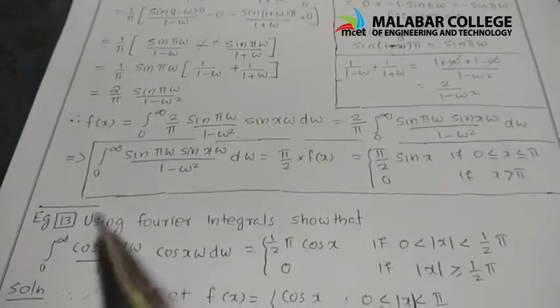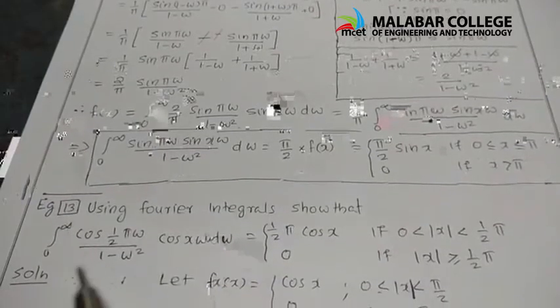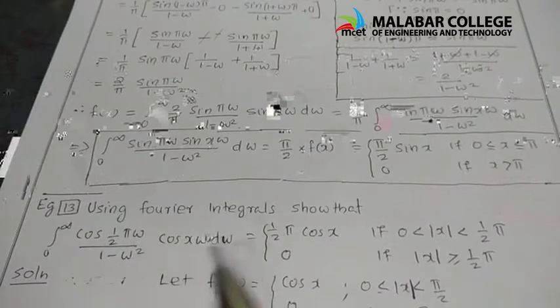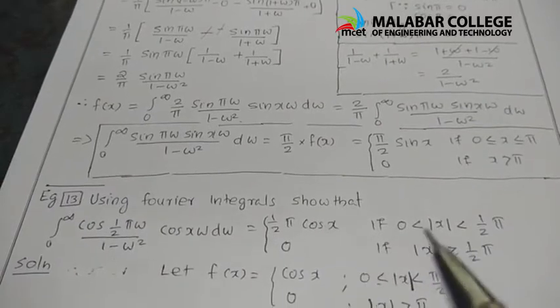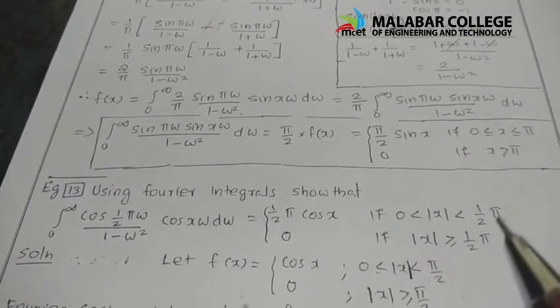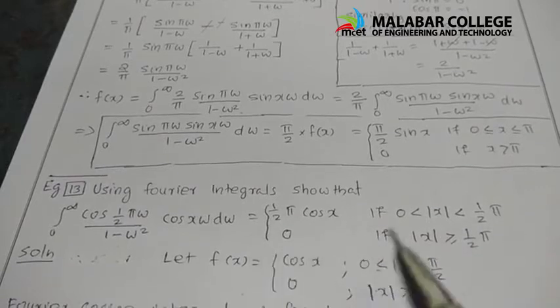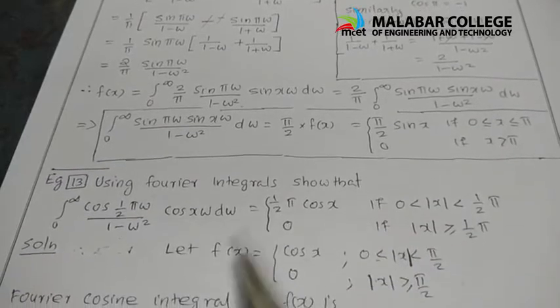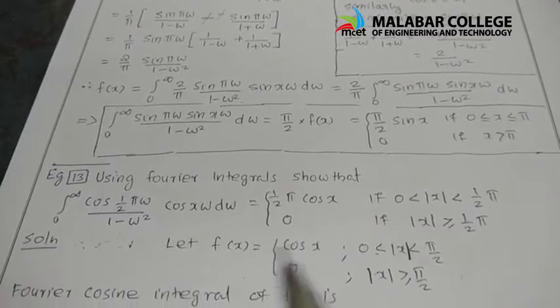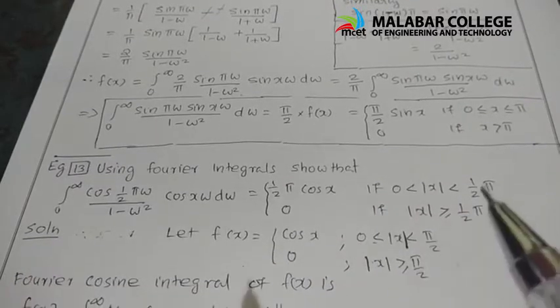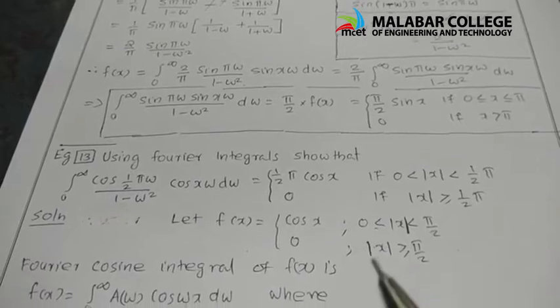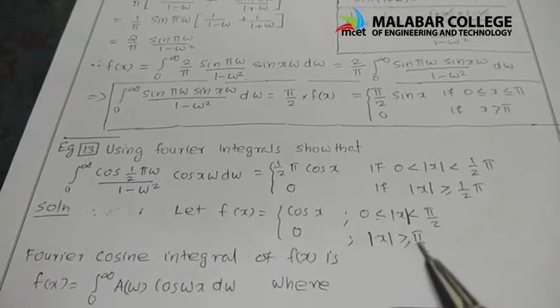So the next question we have to take: using Fourier integral, show that integral 0 to infinity cos half pi omega by 1 minus omega square cos x omega d omega equals half pi cos x for 0 less than mod x less than half pi, and equals 0 for mod x greater than half pi. So we take here f of x equal to cos x in between 0 and pi by 2, and equal to 0 for x greater than or equal to pi by 2.